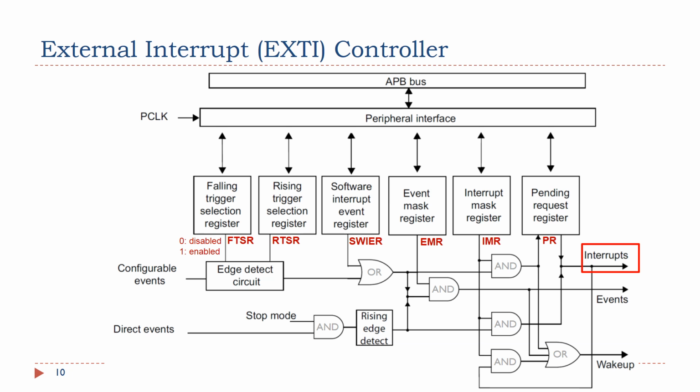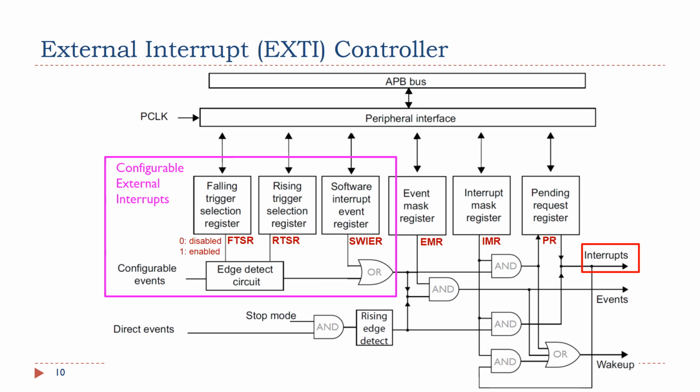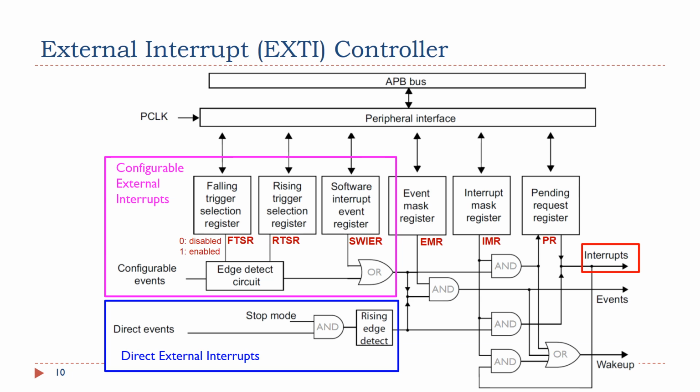This is the basic diagram of the external interrupt controller. The controller supports 2 types of external interrupts: configurable external interrupts and direct external interrupts. Configurable external interrupts include those associated with GPIO, RTC, comparators, power voltage detector, PVD, and peripheral voltage monitoring, PVM. For these interrupts, the controller has a programmable edge detector, and software can select which active edge generates an interrupt request. An interrupt can be triggered on rising, falling, or both edges.